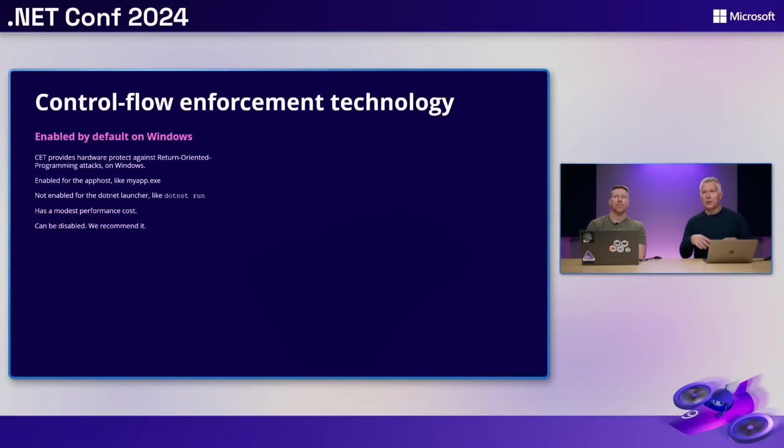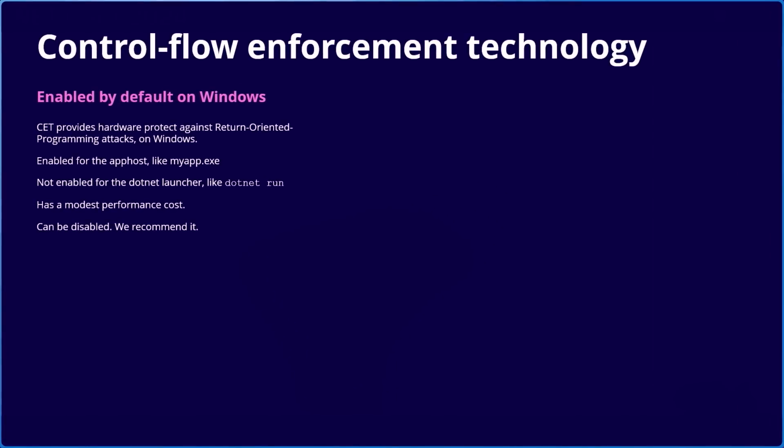Yeah, so you can still do .NET myapp.dll, and people do that, but I think most people want exes and use them. So there's a hardware feature on Windows called Control Flow Enforcement Technology, another mouthful, we just call it CET. And the app launcher, app host on Windows, has this enabled by default now. It's a hardware protection against return-oriented programming attacks on Windows. So that's super important.